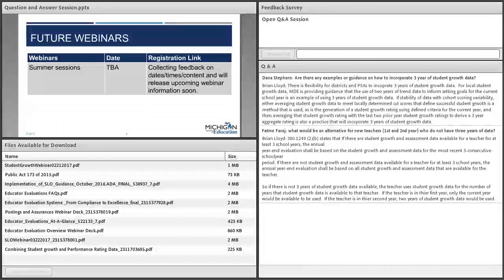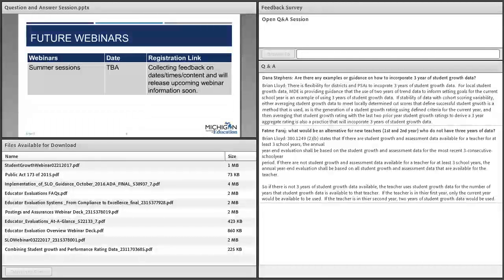Hi, thanks for that question. The law, the 380-1249, states that if there are student growth and assessment data available for a teacher for at least 3 school years, the annual year-end evaluation should be based on the student growth and assessment data for the most recent 3-year school year period. But if there is not student growth or assessment data available for the teacher, of course, if the teacher's in their first year or second year, then the year-end evaluation shall be based on all the student growth and assessment data that are available for that teacher.